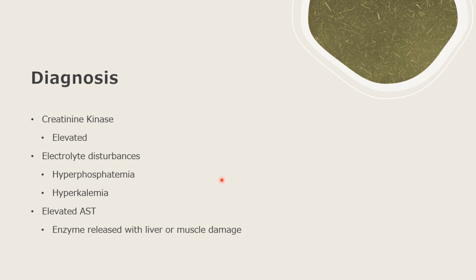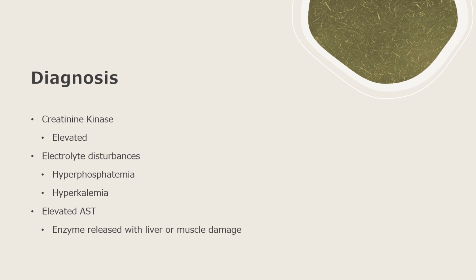Diagnostics for rhabdomyolysis: we're going to check a creatine kinase. Creatine kinase is released from muscle breakdown, and it'll be elevated. The more elevated it is, the worse our patient's muscle damage is and the higher risk they are for acute kidney injury. We will see electrolyte changes, especially hyperkalemia and hyperphosphatemia, as well as an elevated AST. AST is related to liver damage as well as muscle damage, an enzyme that we can see when we have muscle breakdown.